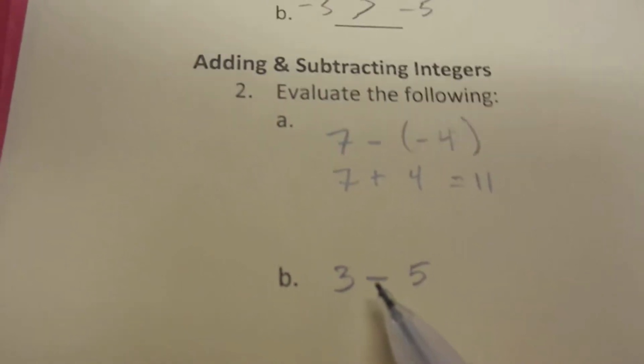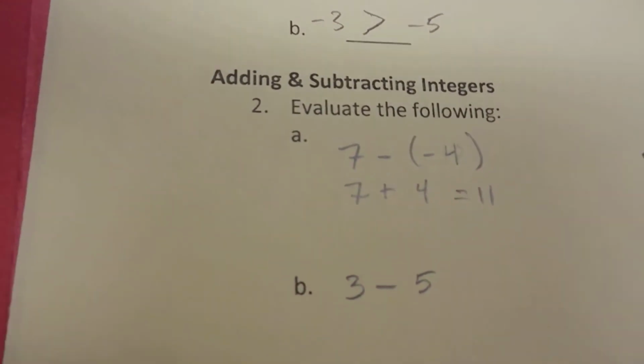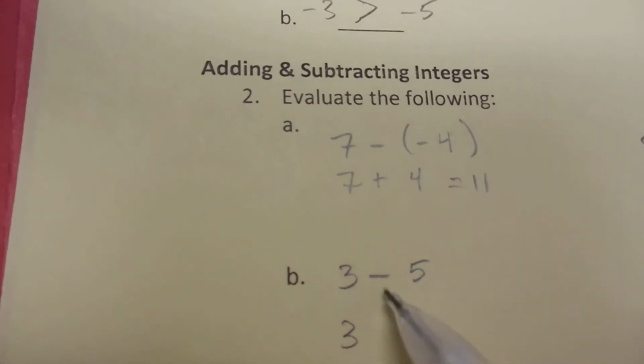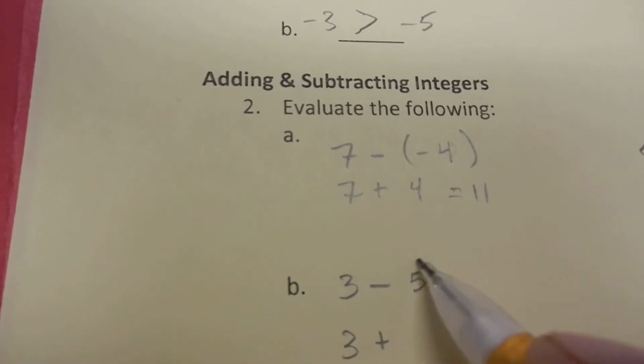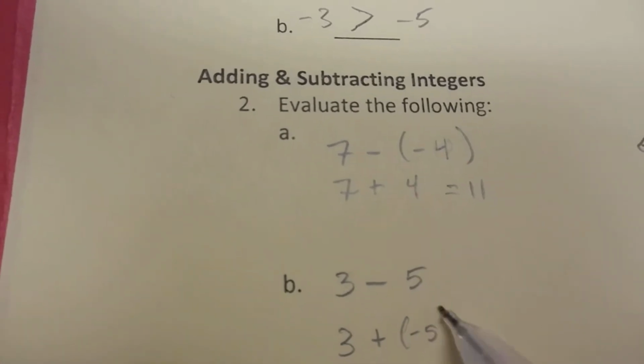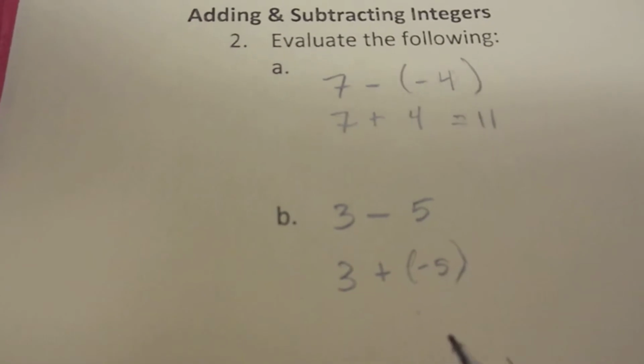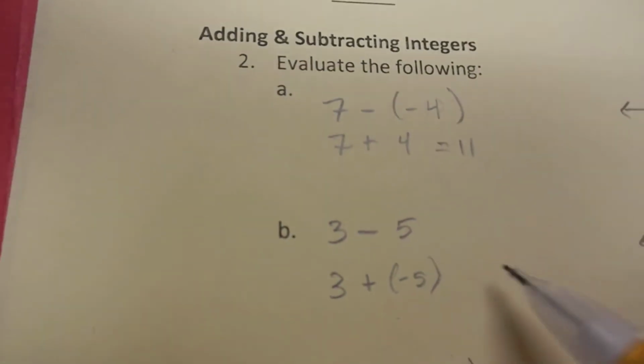Another way to think of this subtraction is as adding the opposite, so we can think of 3 adding the opposite of a positive 5, which is a negative 5, and hopefully you remember that gives a negative 2 result.